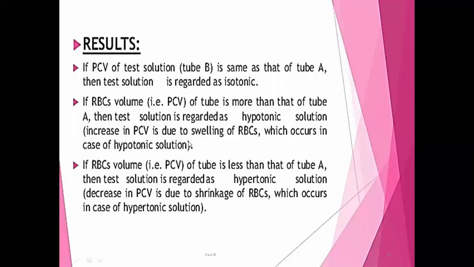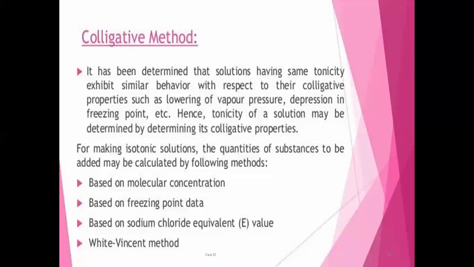Now, in the third case, if the packed cell volume is lower than that of the isotonic solution, if it is less than that of tube A, then the test solution is a hypertonic solution, because there is a decrease in the packed cell volume compared to the isotonic solution. So this is method number 1 for the determination of isotonicity.